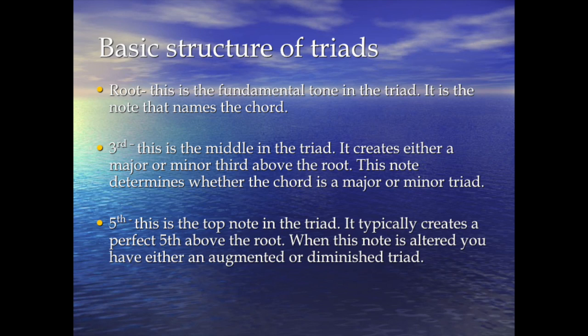Then we have a third, the middle note of the triad. This note is really important because for every triad, it defines the quality. If it's a major third above the root, it's a major triad. If it's a minor third above the root, it's a minor triad. Then we have the fifth, the top note of the triad. It typically creates a perfect fifth above the root for all of your major and minor triads. When the fifth is altered, then we have a special case. It's either called a diminished or an augmented triad.